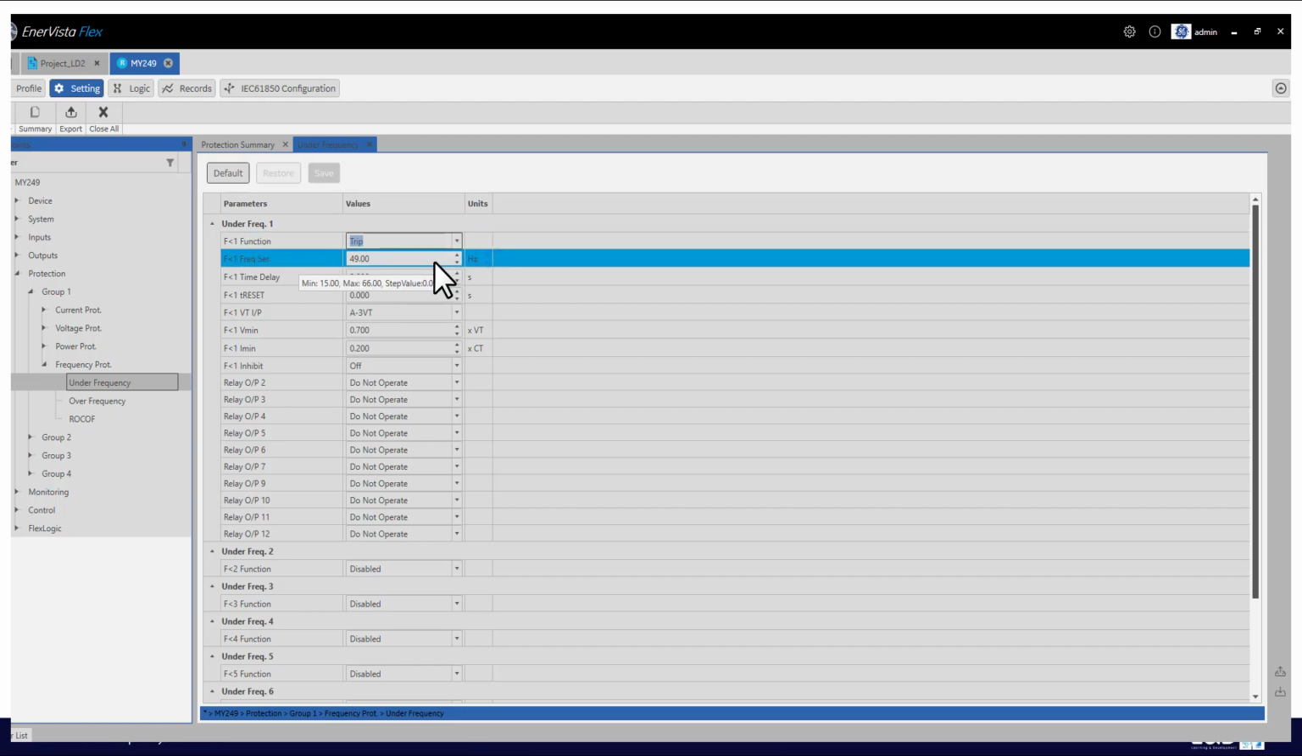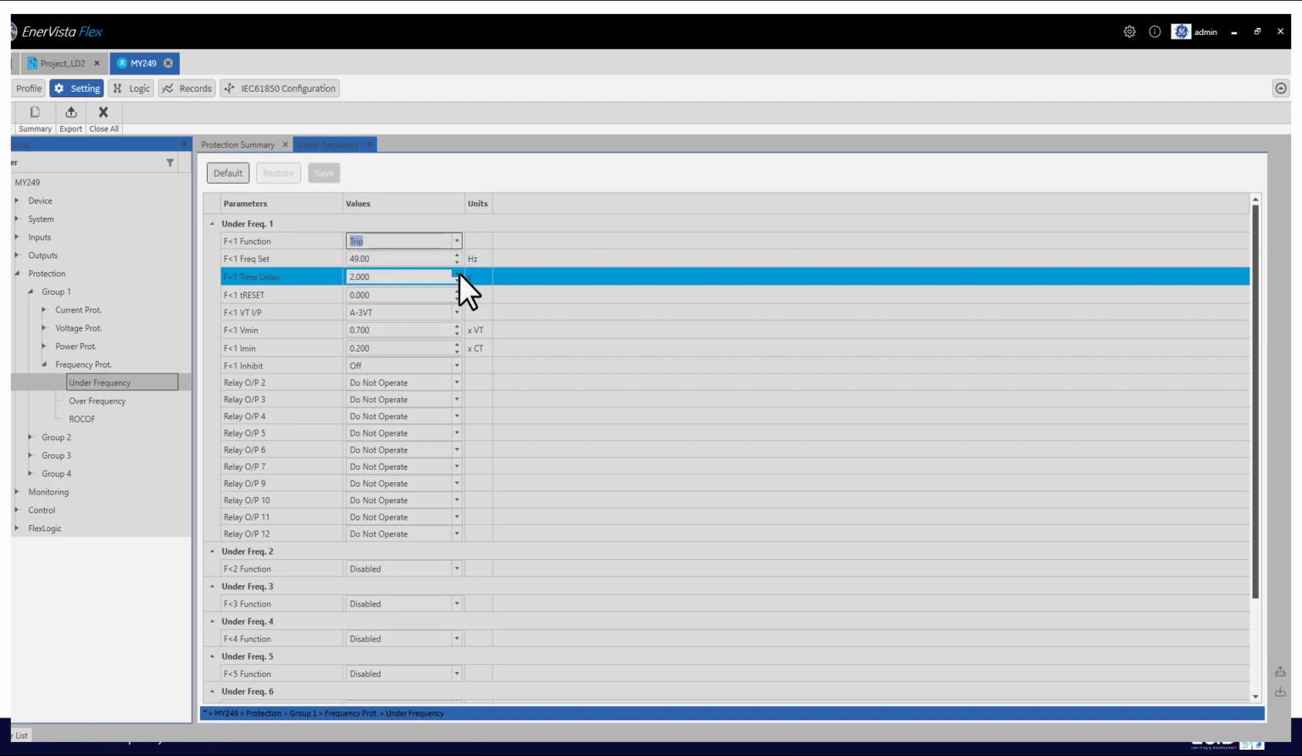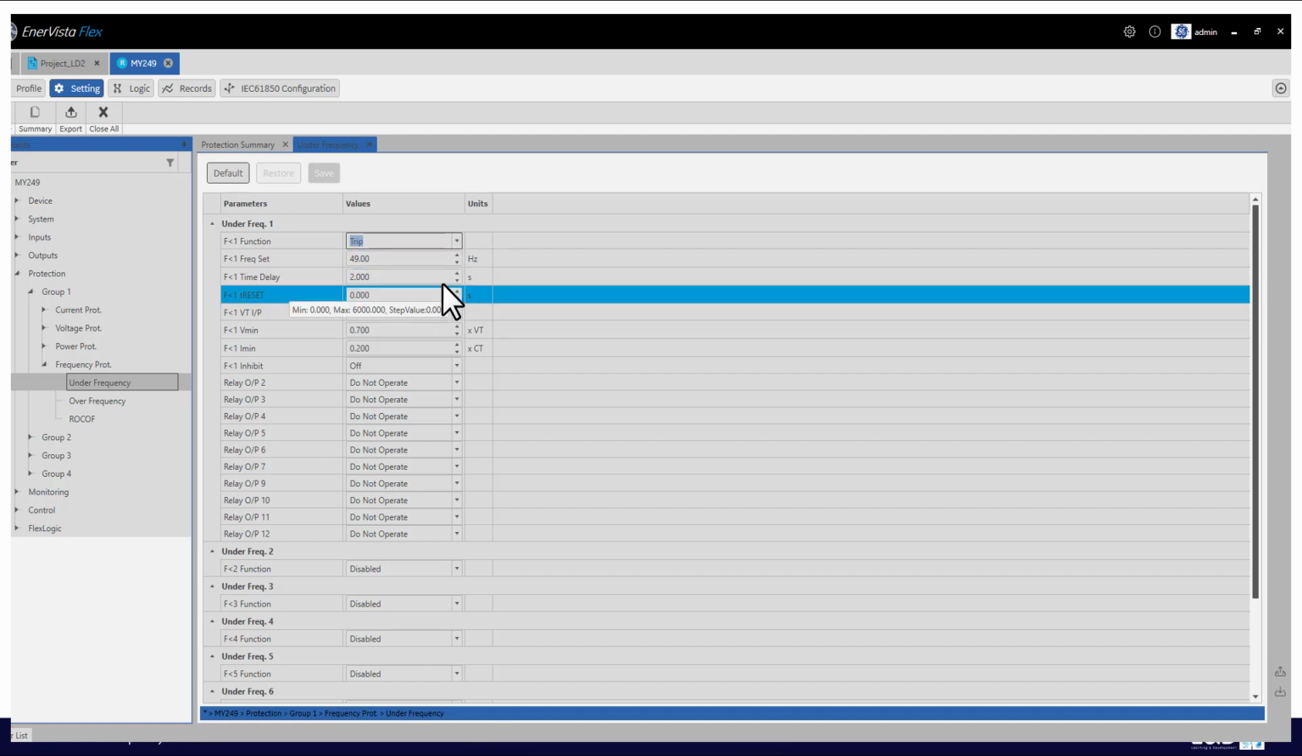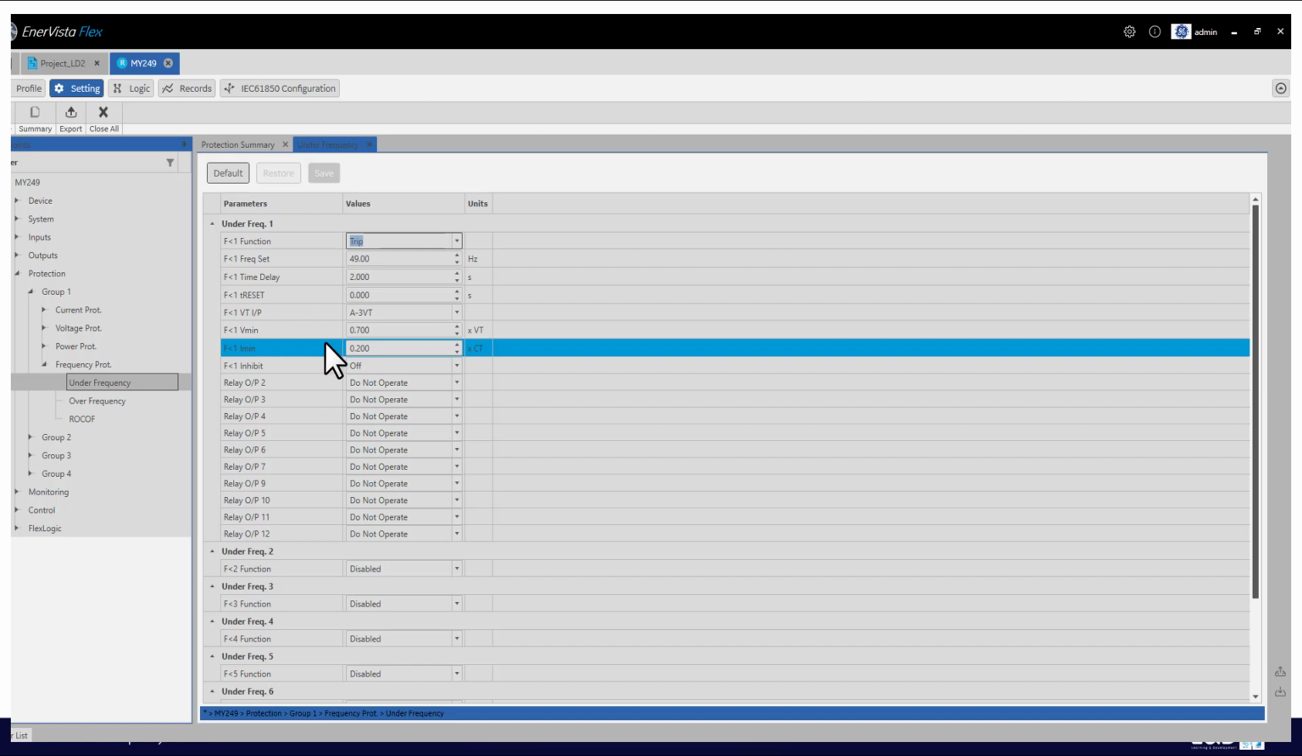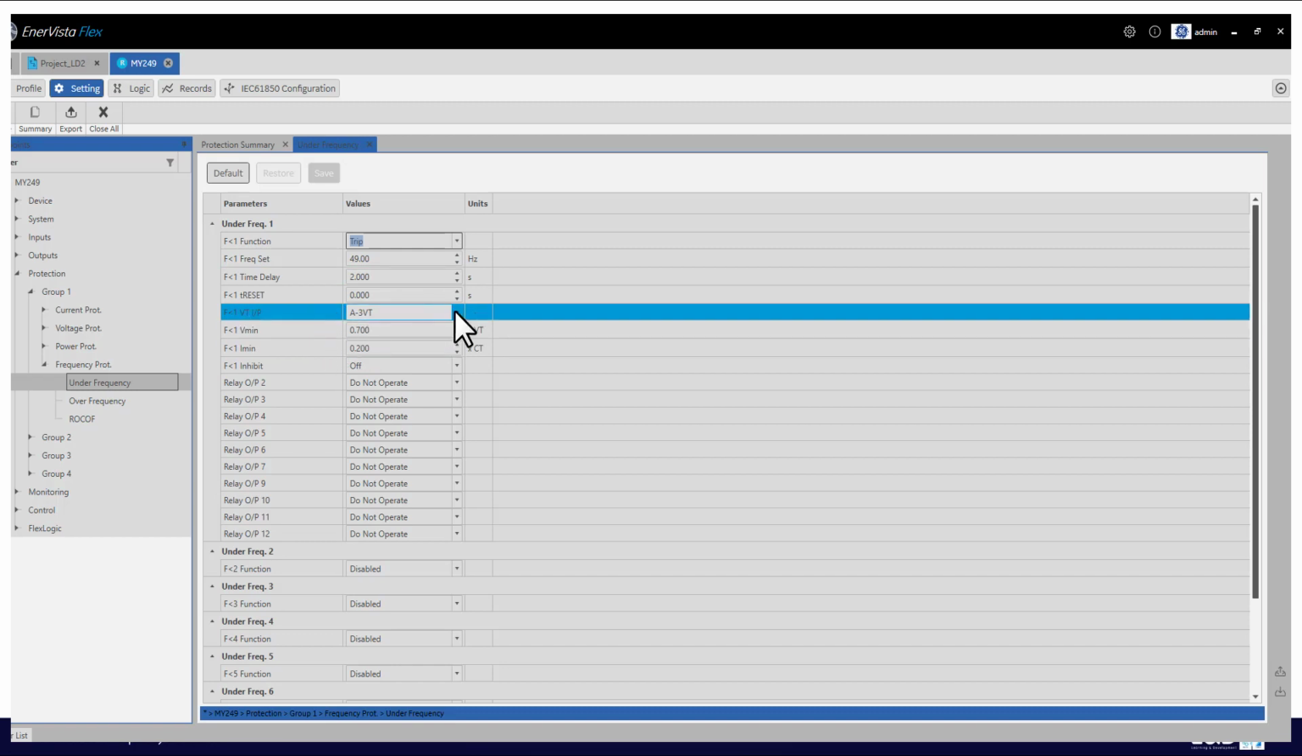Then the frequency set is the pickup level, which should be set below the nominal frequency, either below 50 Hz or 60 Hz. Then there's a time delay and reset delay for this element. VT input is where you select the input voltage signal. It could be from the bus VT, you can choose the 3 VT, or you can choose the fourth VT, which is wired on the auxiliary VT input.